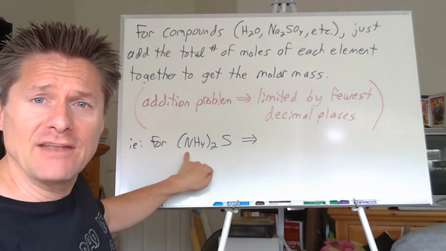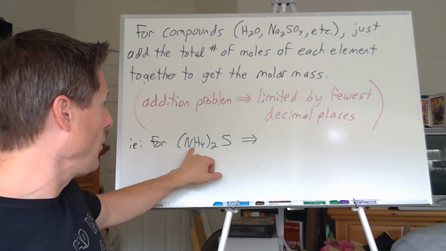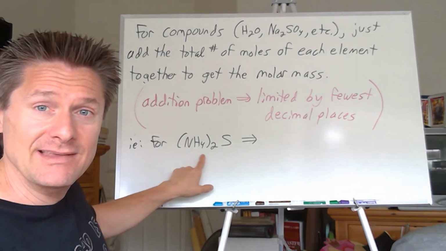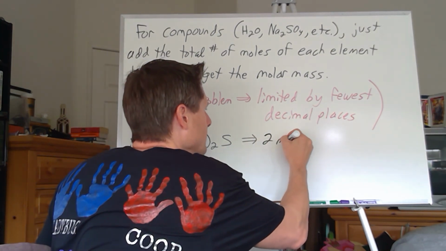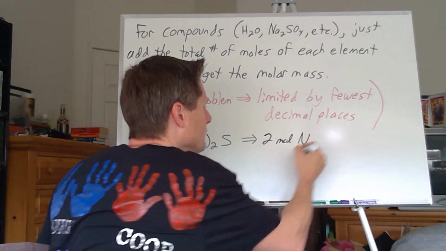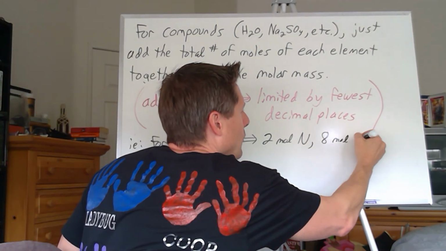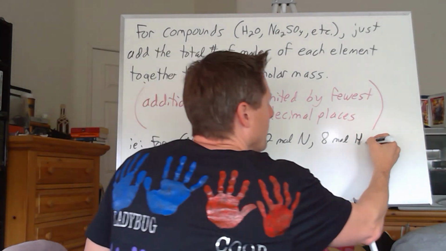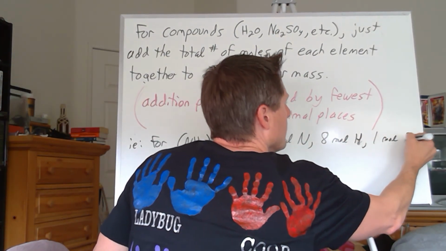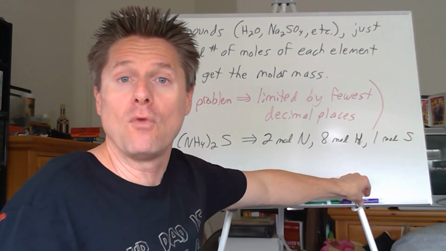How many moles of nitrogen? If I had 1 mole of this, how many moles of nitrogen? I'd have 2 times 1. Remember, take the number outside the parentheses times the subscript inside. So that's 2 moles of nitrogen. 4 times 2 is 8, so 8 moles of hydrogen. And 1 mole of sulfur. So break it down into its individual element components. How many moles of each element?